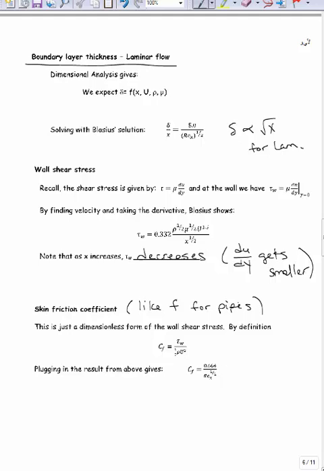Okay, and you can just take our equation for tau and plug that in, and what you get is this skin friction equation, and you've got to just remember that this is for laminar only. And all these things, the tau w and the CF, are both functions of x. So that's changing along the length of your pipe.